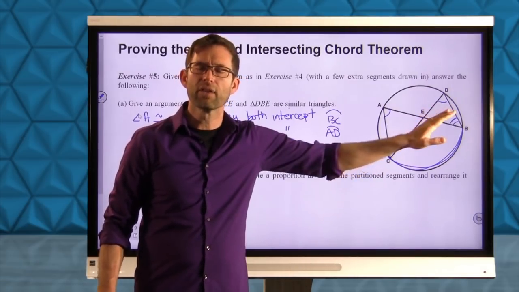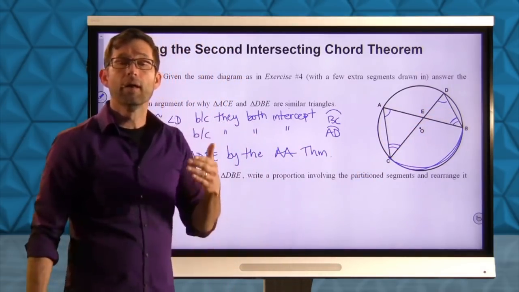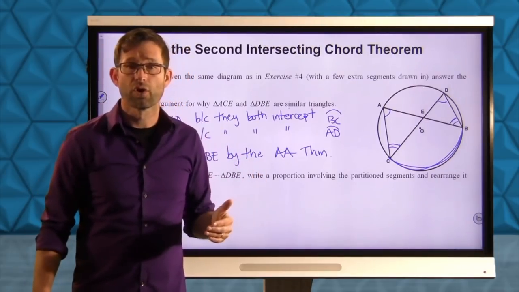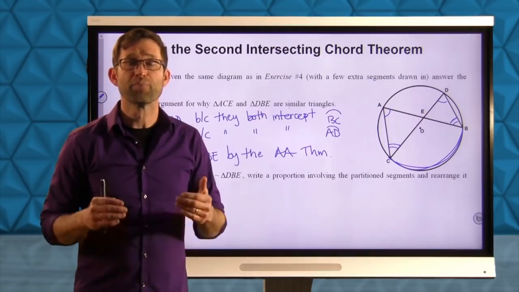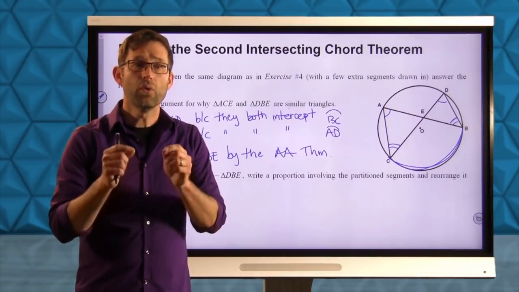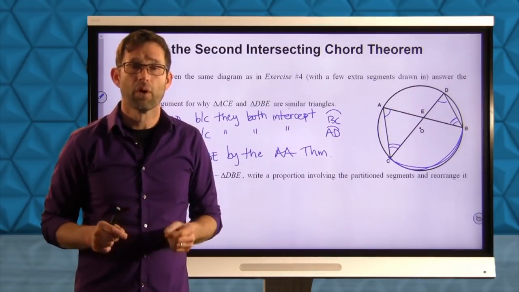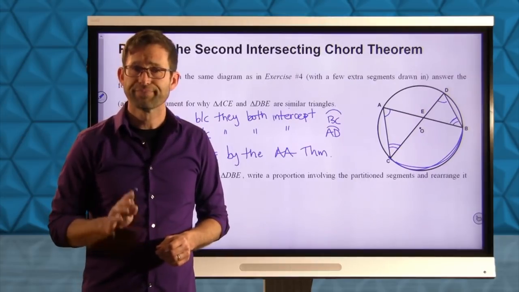But I kind of like having those two marked alone because the reason that those pairs are congruent is based exactly on something that we saw earlier in this unit. Two inscribed angles that intercept the same arc must have the same angle measure.